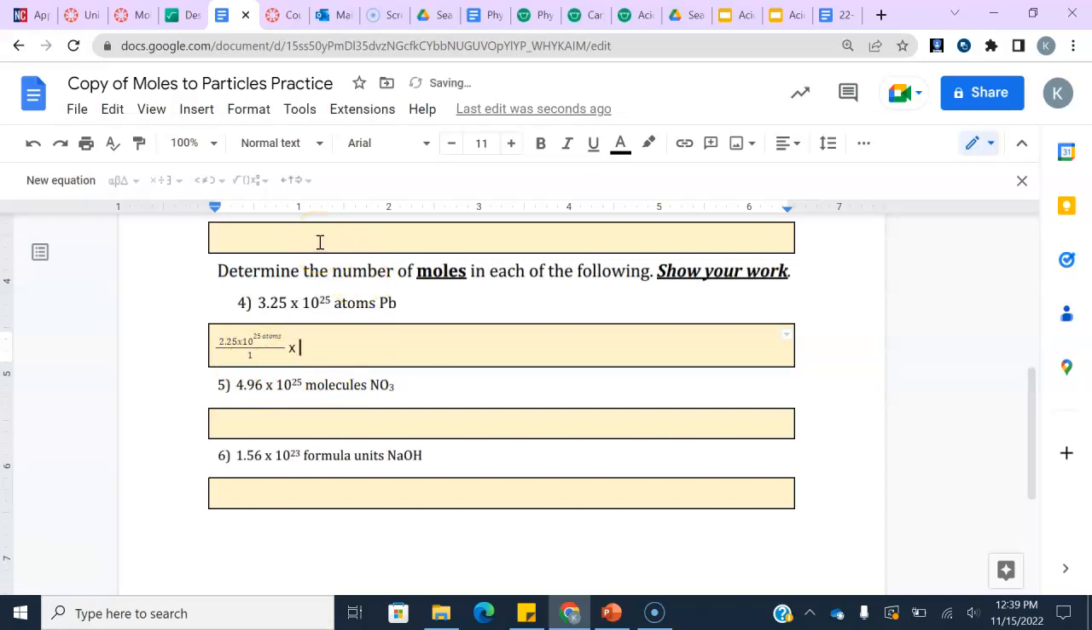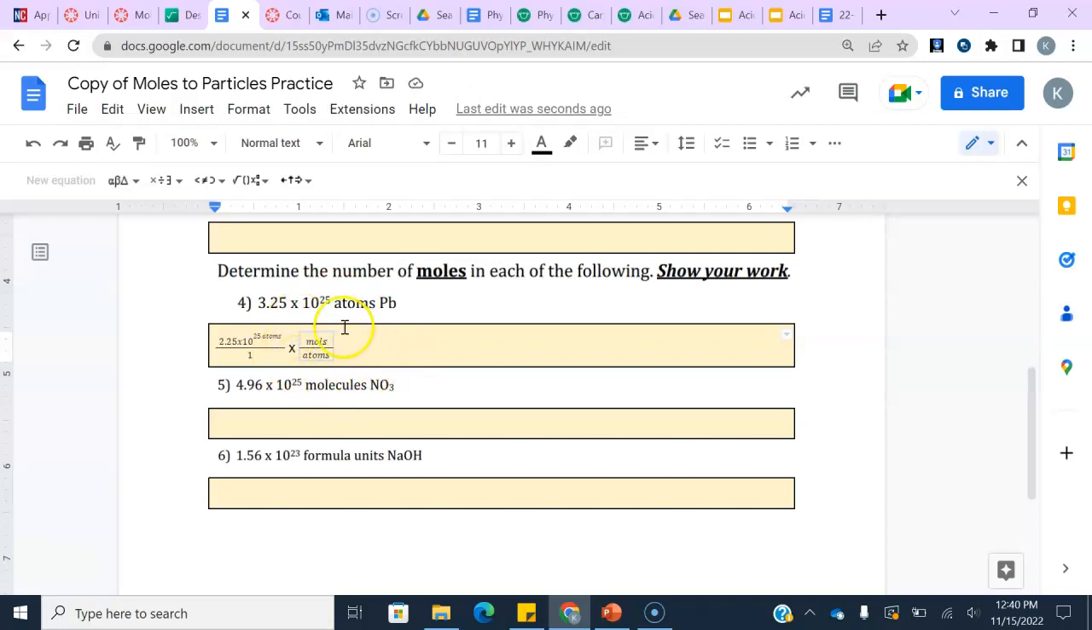Okay, now we have to do our conversion factor. So we're going to multiply again, but this time we're going from atoms to moles. And in the same sense that we want to make sure whatever unit we want to eliminate goes on the bottom, same thing goes here. So we're going to do atoms on the bottom because we want our atoms to eliminate, and we're going to do moles on the top because we want our moles left over.